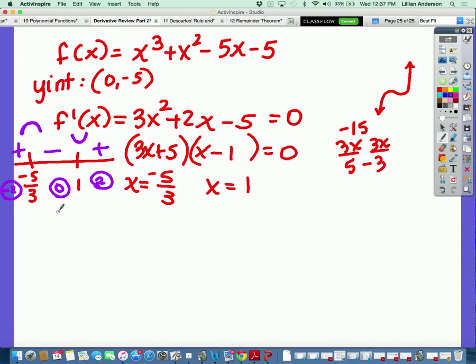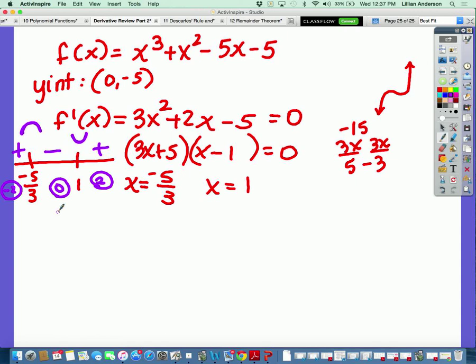Yes? So would you need to use the second derivative test as well? Mm-mm. But we will need to find the second derivative just to make sure that we have concavity, and we're making sure we're changing from being concave up to concave down. Correct.